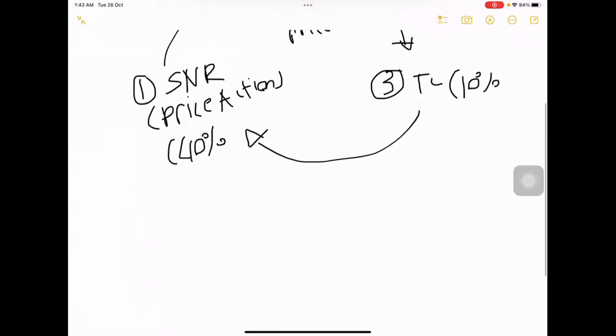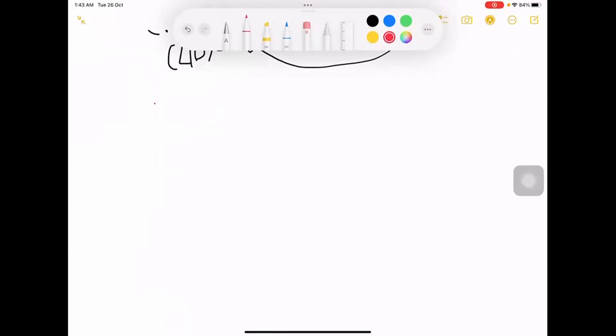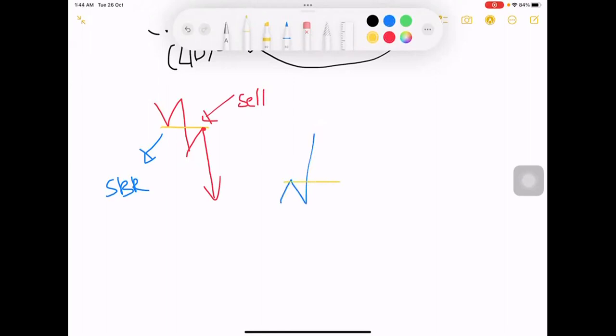So SNR, as I mentioned before, like this, right? We must find for breakout. This one is support, become resistance when price pulls back here, right? And we sell. So very basic, but basic is what? Basic is king, right? Very important.